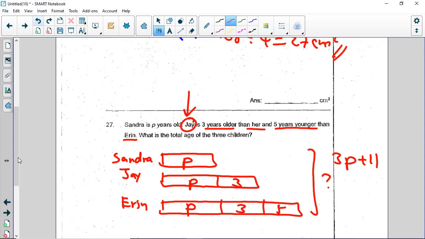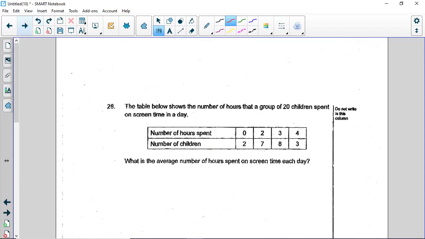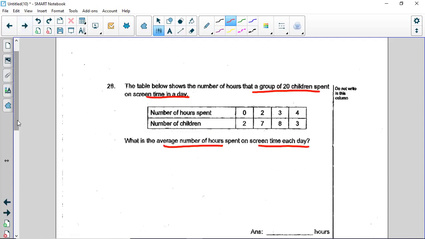Question 28. Now, the table shows the number of hours that a group of 20 children spend on screen time. What is the average number of hours spent on screen time? This one is tricky. Again, it's about understanding the table, nothing to do with math. Do you understand this table? What does it mean? It means that 2 children did not watch any screen. 7 children watched 2 hours each. 8 children watched 3 hours each. 3 children watched 4 hours each.